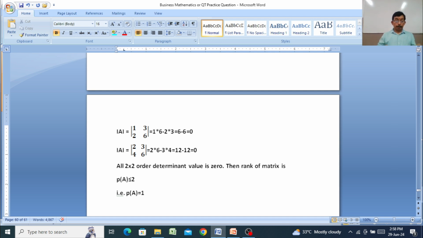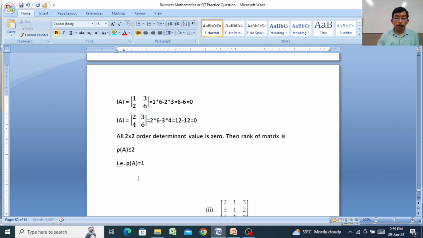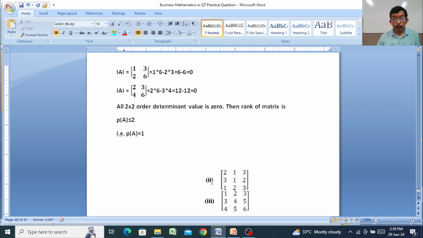It is clear? The rank of the matrix is never equal to 0. If the second order determinant value is 0, then the rank of the matrix is 1. It is clear? Now this type of question is complete. Now we come to the second question of the practice exercise.